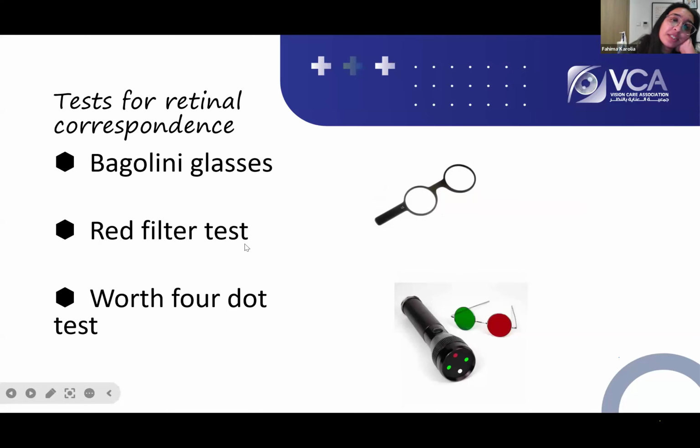We've got a red filter test as well. That's a nice test to do. And we've got the Worth 4-dot test. So this is telling us, has the patient got simultaneous perception? Have they got diplopia? Or are they suppressing?